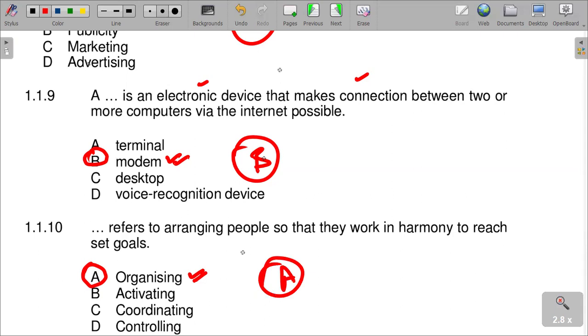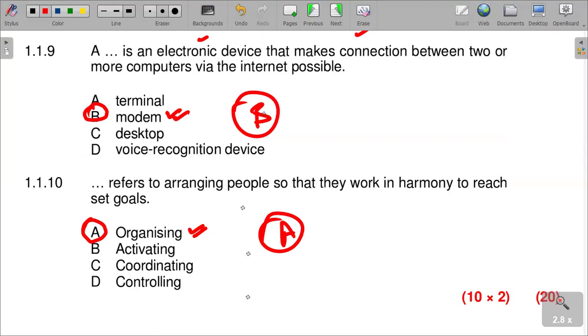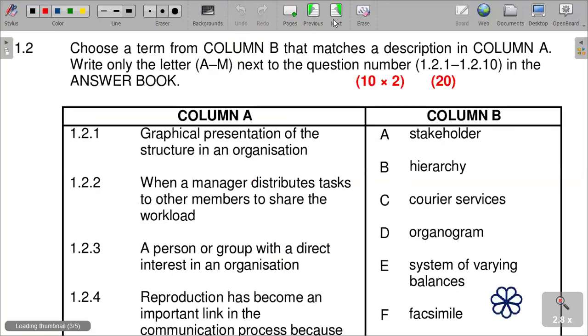When you organize, activating is just like participating on behalf of other people. Coordinating is just linking and ensuring that different departments are running. Controlling has to do with ensuring that functions are within limits or within the expectations of the organization. So organizing is the right answer, number 10.